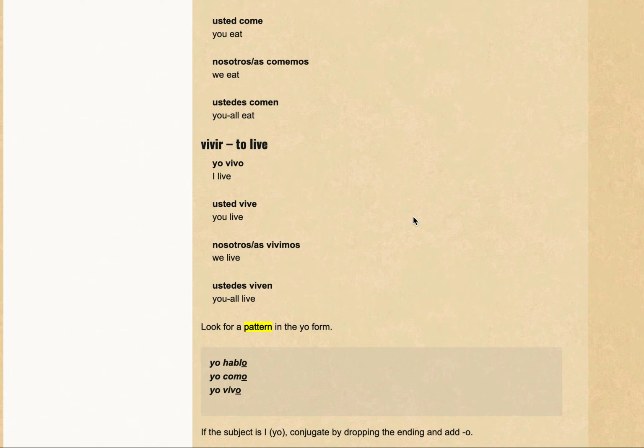And in terms of e, you would add it to either an er verb or an ir verb. An er verb is comer, an ir verb is vivir, and there you remove ir or er and add e. So usted come or usted vive.